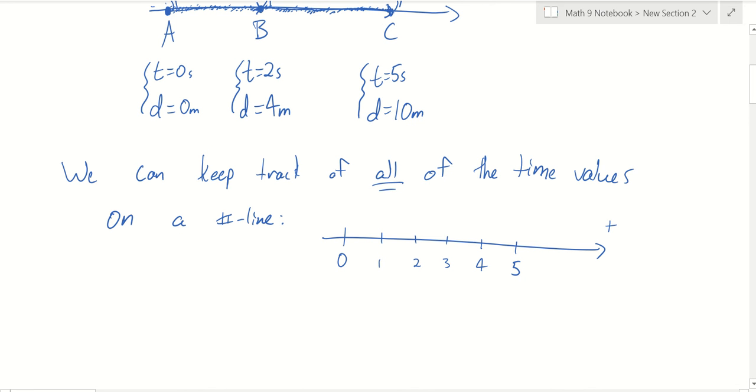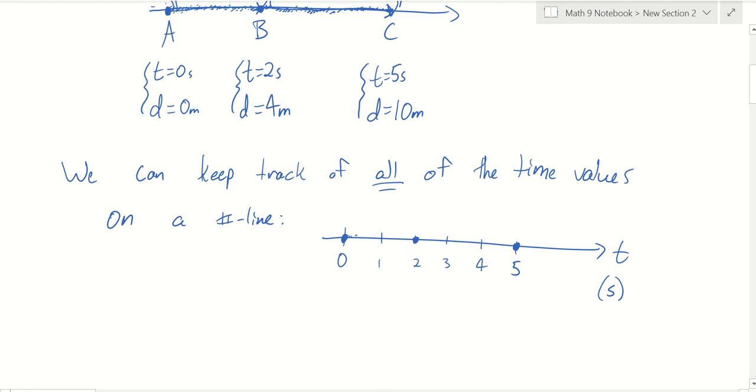If it isn't clear that these represent seconds, then you can label this as your time number line that's measured in seconds. So labeling is also another really important thing in math. So here we have a number line that keeps track of all of the different time values. Sometimes we are at one instant in time, t equals 0. At another instant in time, we are at t equals 2. And at another instant, we are at t equals 5 seconds.